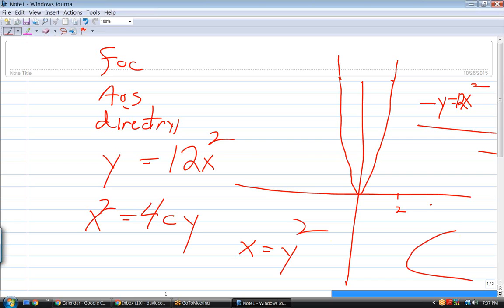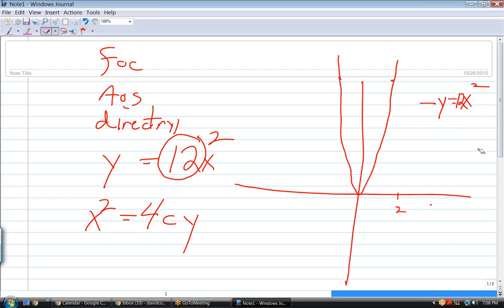Like a vertical one, if this sign is positive, it opens up. If it's negative, it opens down. Well, on a horizontal one, if this sign is positive, it opens to the right. If it's negative, it opens to the left, like that. You with me? So when you're talking about parabolas as conic sections, there's all kinds of different things beyond what you learned as quadratics.